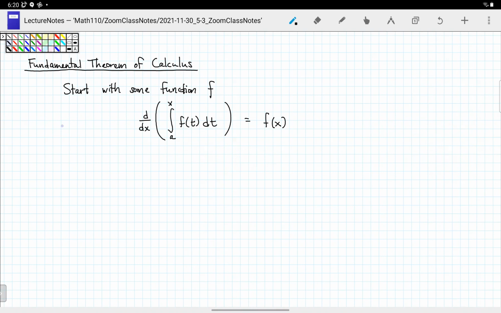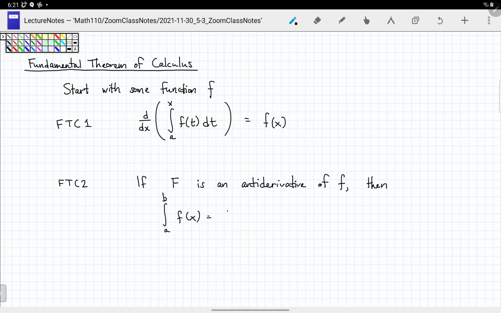Okay, so this is the fundamental theorem of calculus statement 1, and then the fundamental theorem of calculus statement 2 says that if you have some capital F, which is an antiderivative of little f, then an integral from a to b of little f of x is going to be capital F of b minus capital F of a.